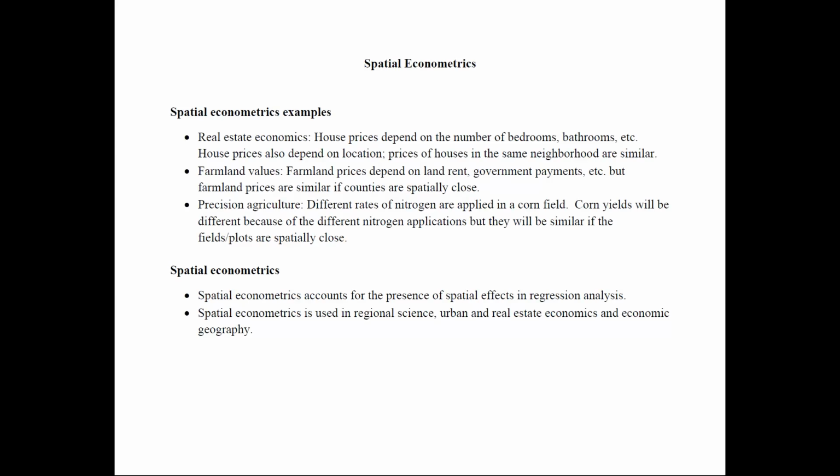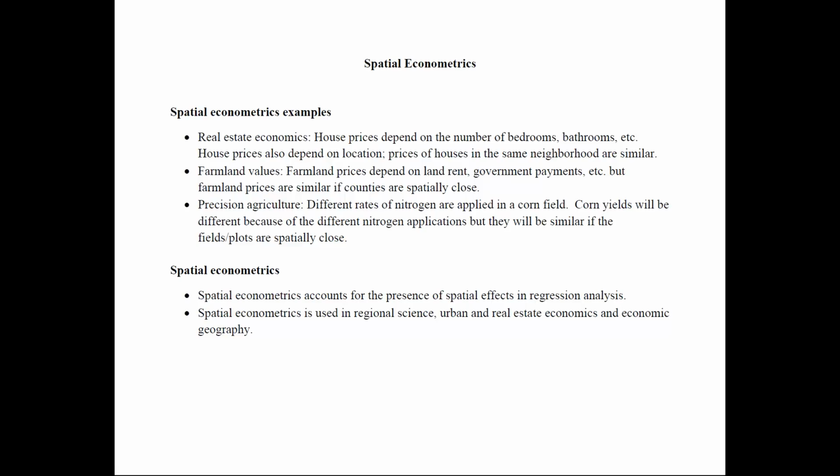So let me start by providing a few examples. First one comes from real estate economics. We all know that house prices depend on the number of bedrooms, number of bathrooms, and so on. You can imagine a regression model on that. But they also depend on location. What the realtors are telling you is location, location, location. Which means that the prices of houses in the same neighborhood, or that are close to each other, or on the same block, are similar. So this is an example of how spatial effects could be present.